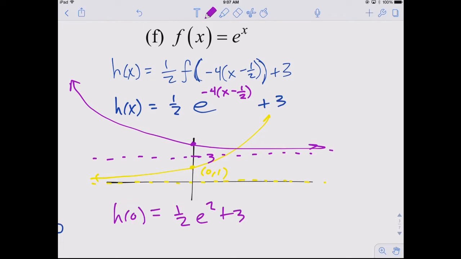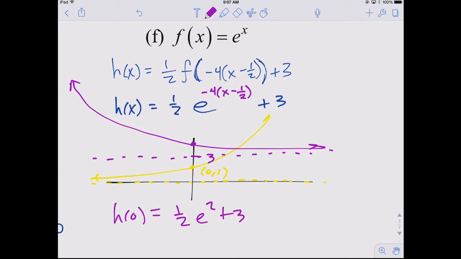E is about what? If e is about 2.718 or 3-ish, then e squared is going to be 3-ish squared-ish, which would be 9-ish, a little less than 9-ish. So half of 9-ish is 4.5-ish. 4.5-ish plus 3-ish is 7.5-ish. Does that look like it's 7.5-ish? Nod your head, yes. And by the way, look at my purple graph.